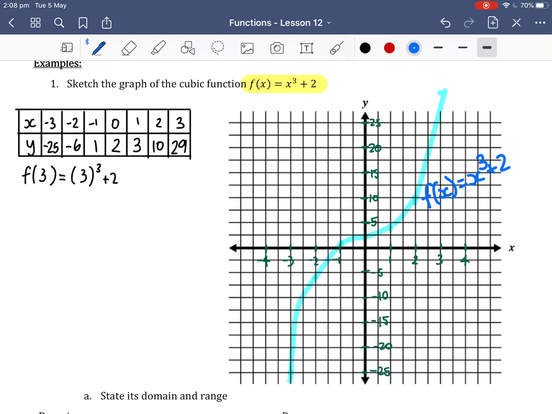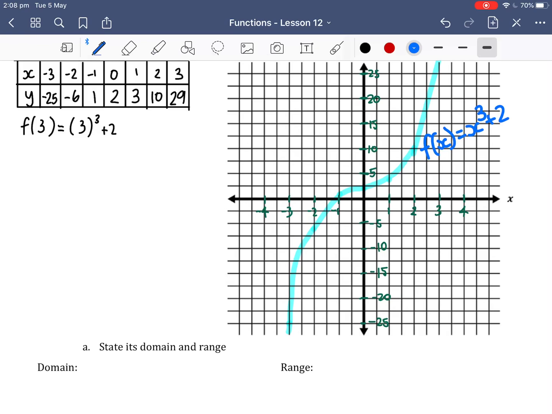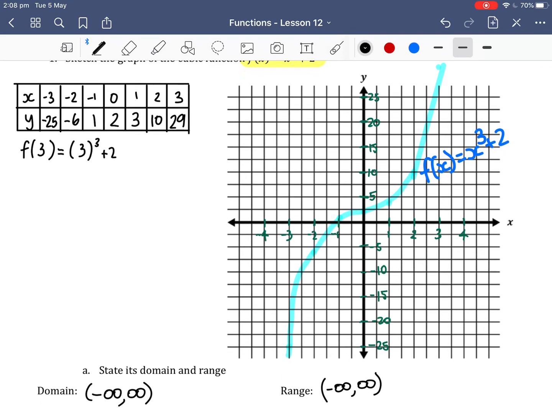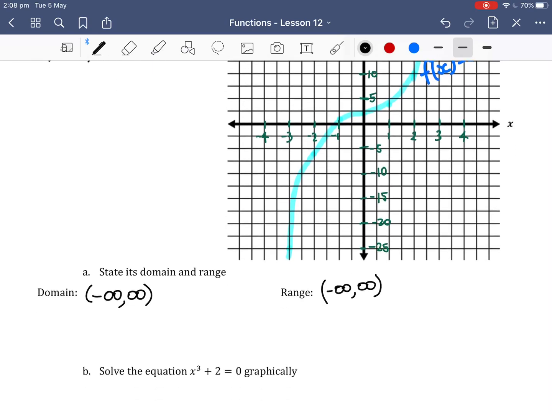Now, for part A of this, once we've sketched, we want to state its domain and range. For a cubic, our domain and range is always going to be negative infinity to infinity for our domain, and as well negative infinity to infinity for our range. Just remember that the domain is the x values it can hold, so any x value is going to work in this function, and range is what y values it can hold. And again, any y value can work for this function.